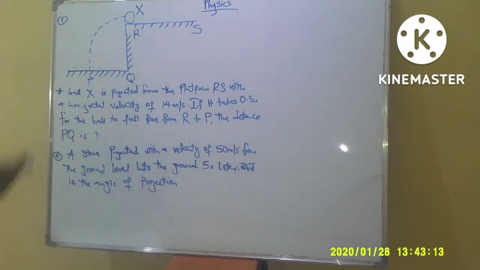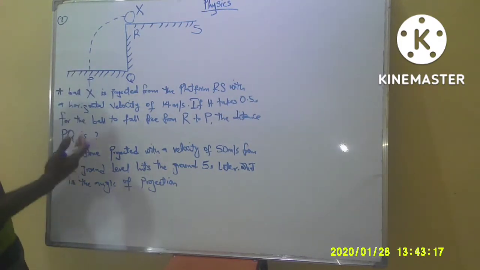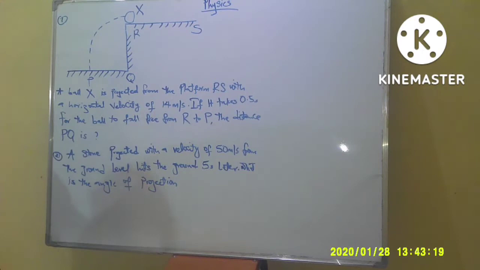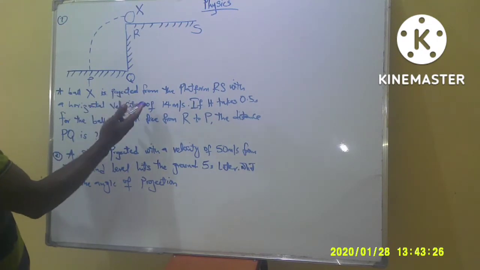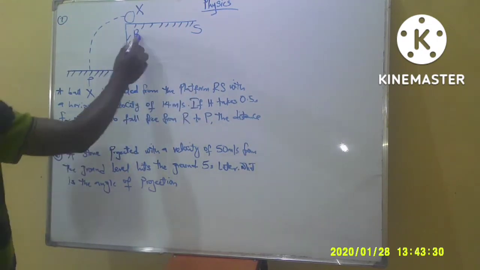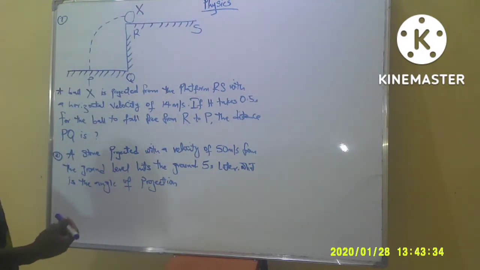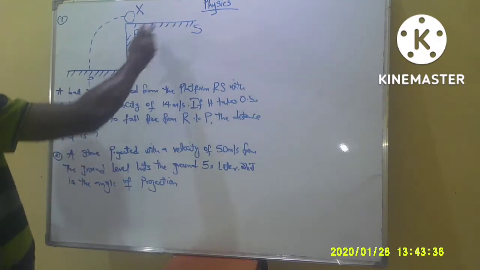This is an external examination question, so it's a standard question. So I do pick them and then it is being solved. Now, here is a question before us. A ball X is projected from the platform R. From the platform R, this is a platform, so there's a platform higher, there's a platform lower. So there is a height between the higher platform and the lower platform.